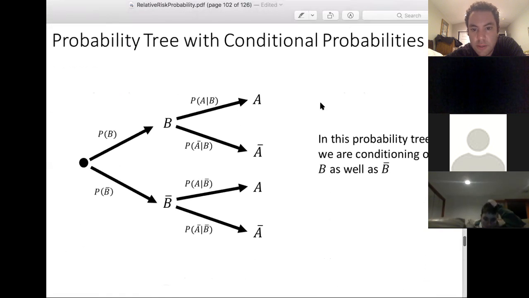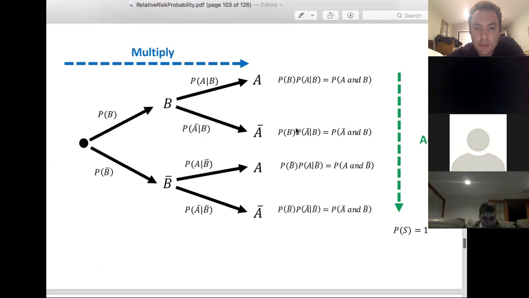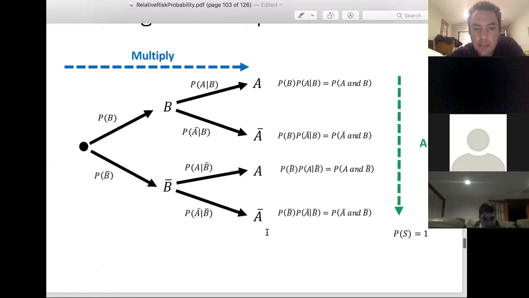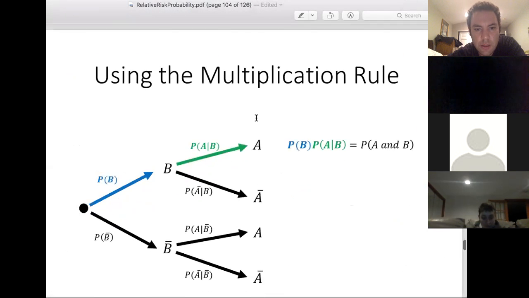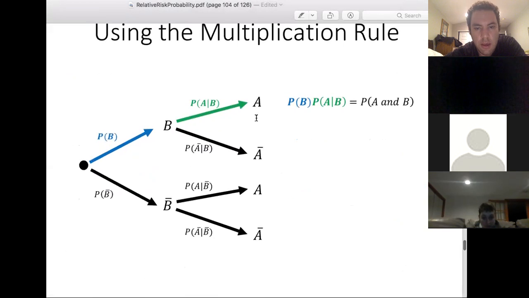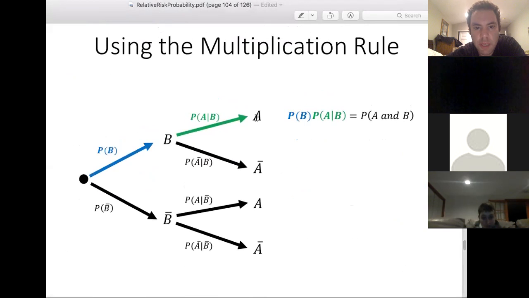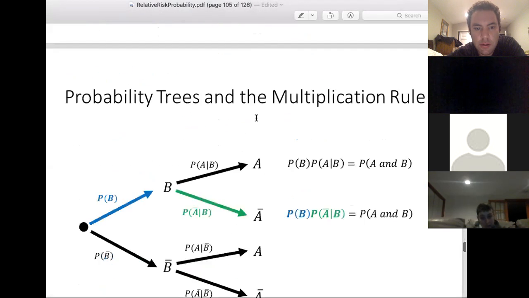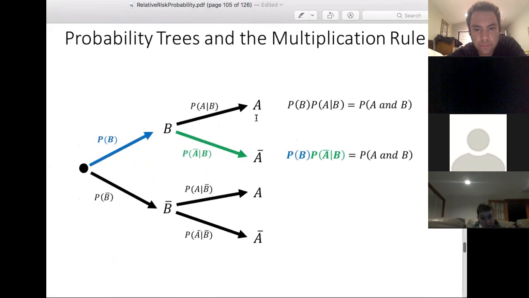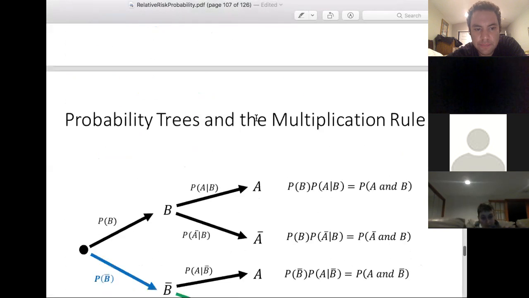And here we can use conditional probabilities within the probability tree to make it a little bit easier to look at, and it's the same case. So they're all going to add up to 1, and to find the given probability, you're going to multiply across. And here you can actually use the multiplication rule as well to illustrate that.